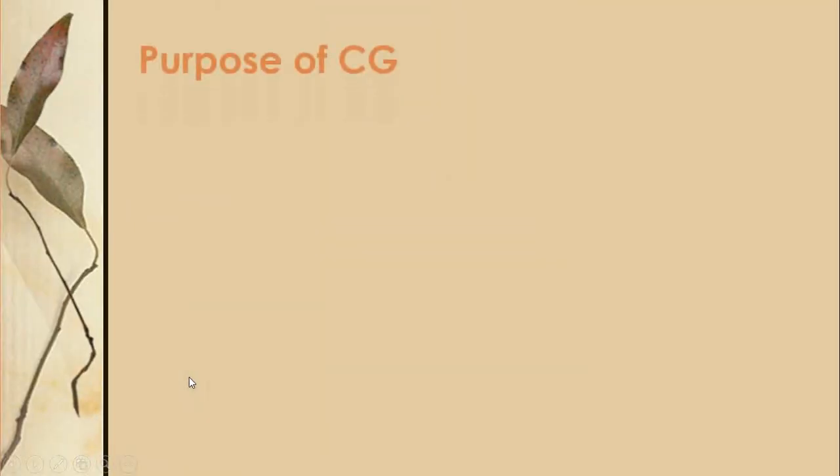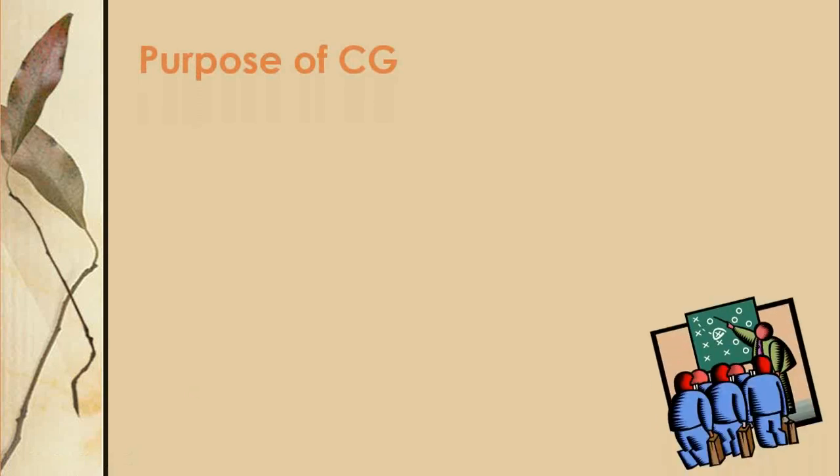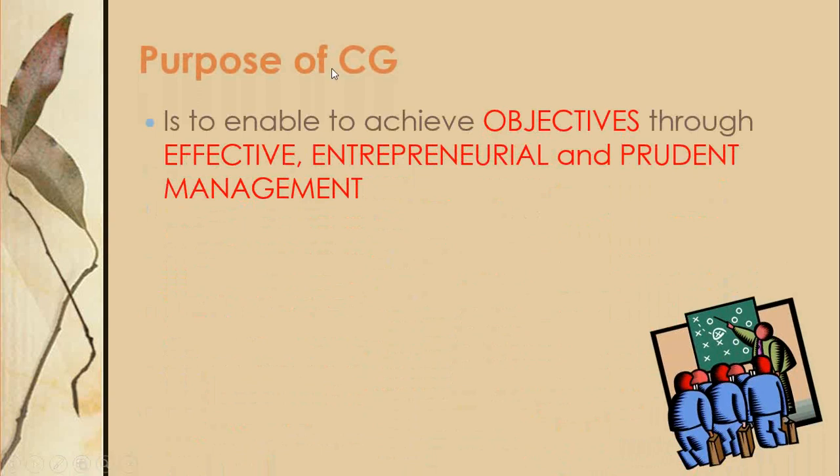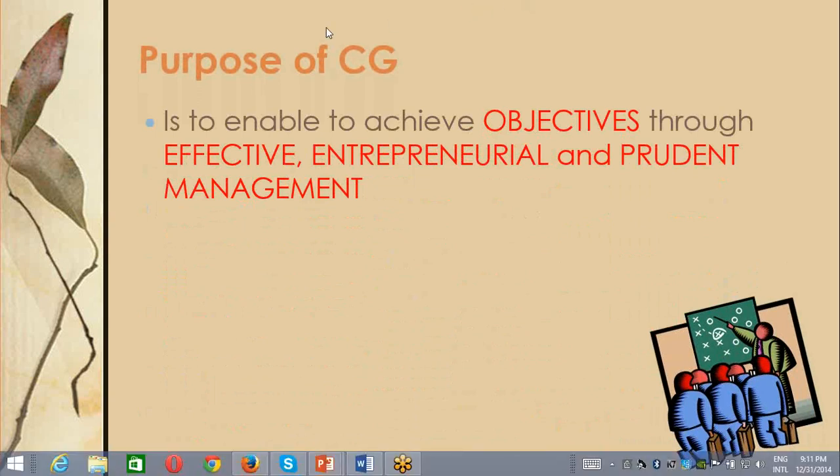Right. So why do we have corporate governance? Purpose of corporate governance, right? Corporate governance is required basically to manage an organization to achieve the objectives in an effective, entrepreneurial and prudent manner. You know, you have to be an entrepreneur, but you have to be prudent also. You are not going to do things very haphazardly. You have to be prudent.